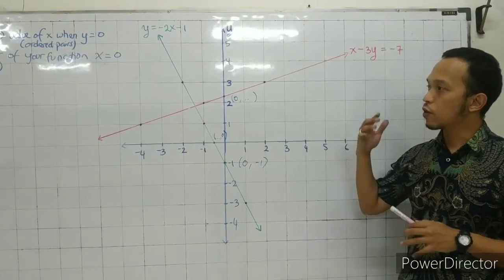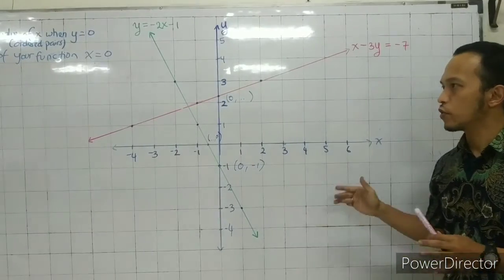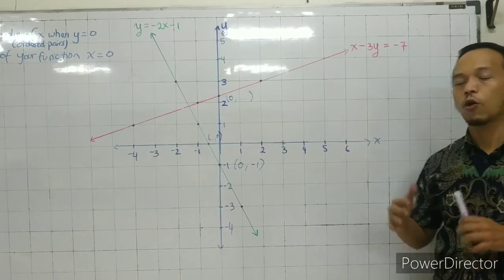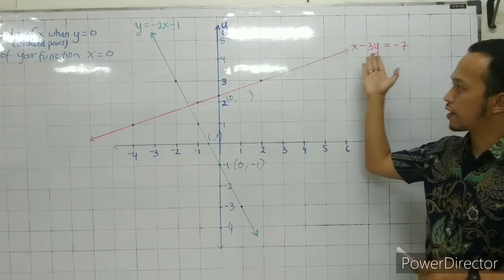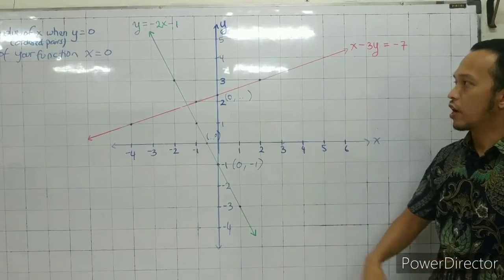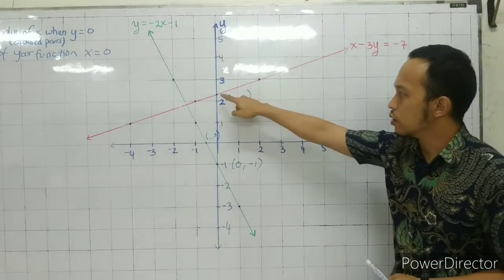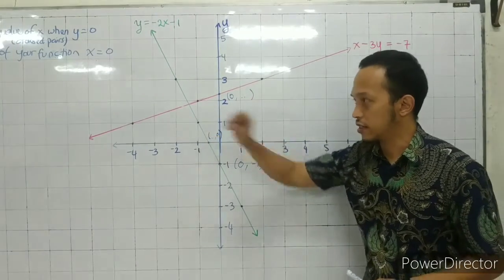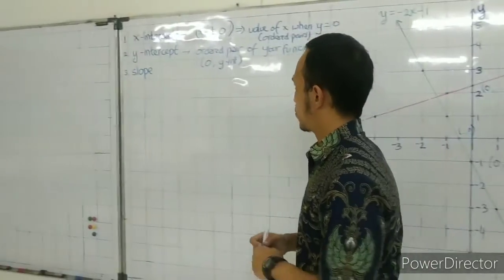Again, for all linear functions with the specified domain of all reals, there is only one y-intercept. You can see the red line has only one, and the green one has only one. You can be sure that as long as it is a straight line, it has only one y-intercept and one x-intercept. Now let's go to the third one, slope.